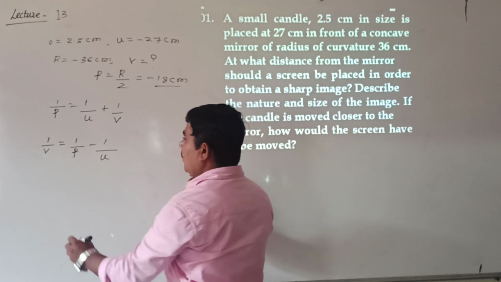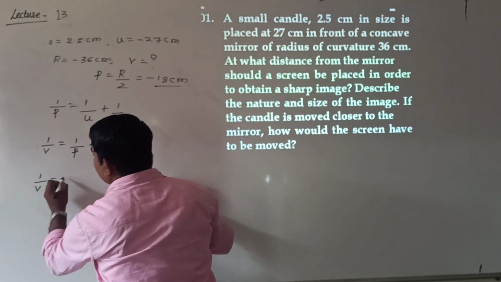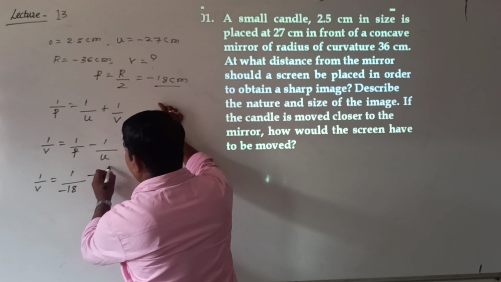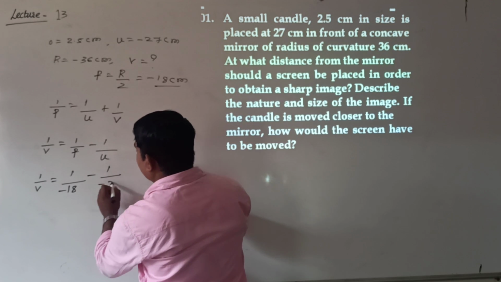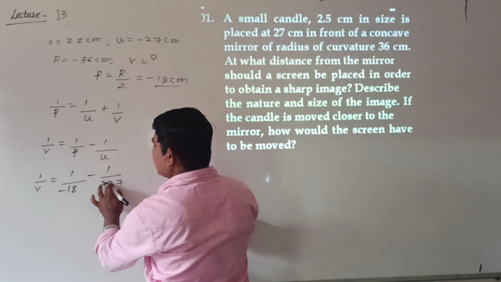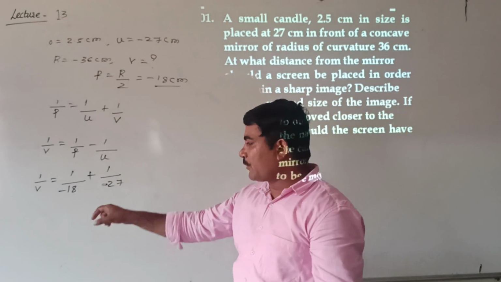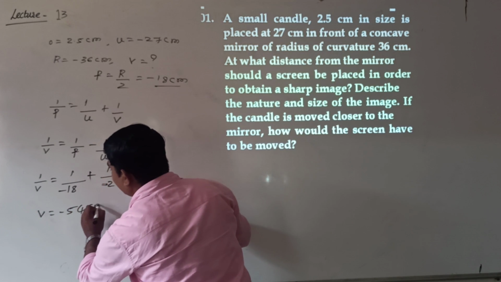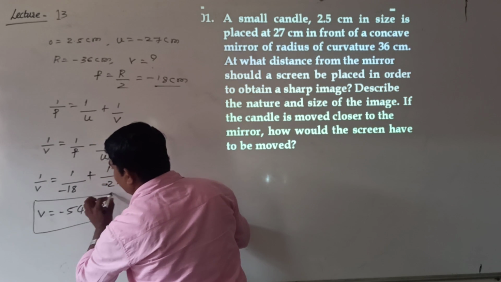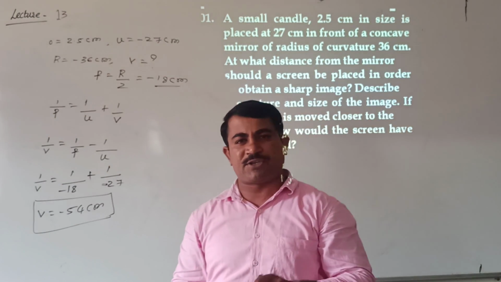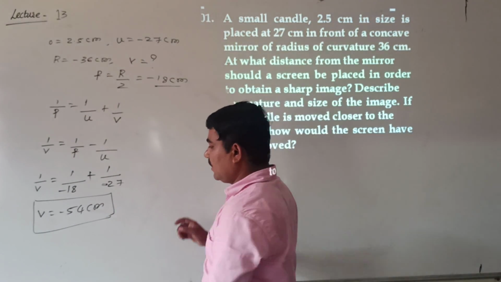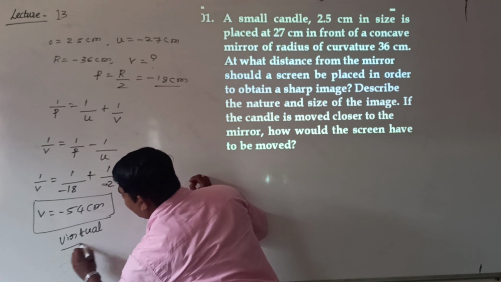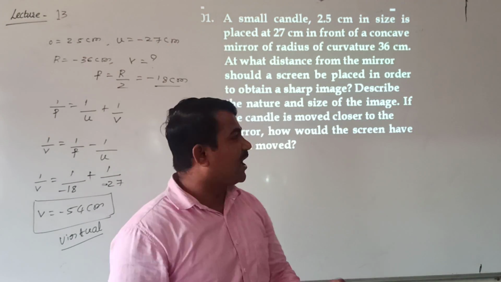Now, using this value you can solve it. 1 divided by V is equal to 1 divided by F, F is equal to minus 18, minus 1 divided by U, U is equal to minus 27. Minus into minus becomes plus. Then from this, what image distance are we getting? V is equal to minus 54 centimeter. Minus means it is a virtual and inverted image. This is half of the problem.